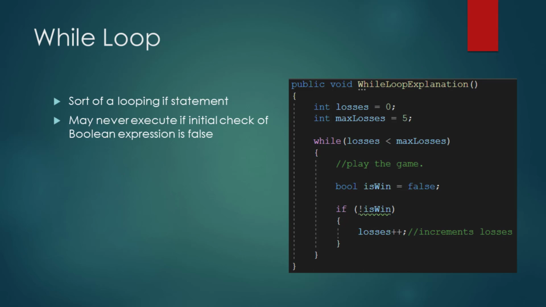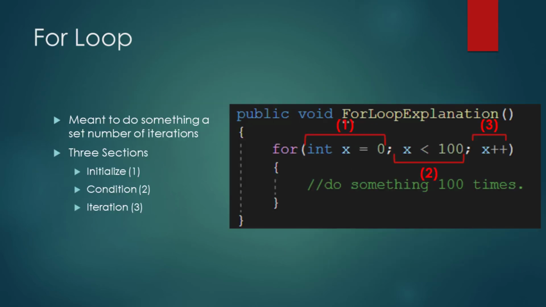If it is still true, the player will continue playing, and if it's false, the loop will not repeat. The third loop is the for loop. This differs from the while loop and the do while loop in its purpose, because the for loop is meant to do something a set number of times. Because of that, the for loop syntax looks slightly different than the other two.